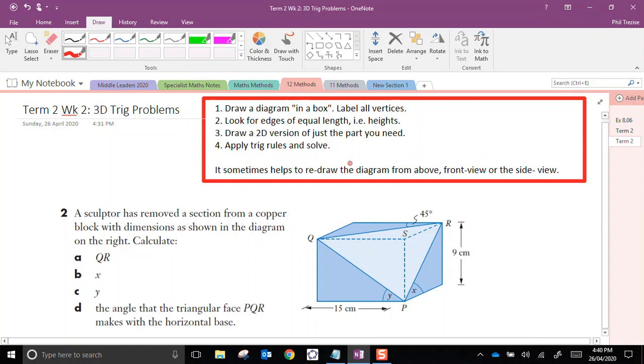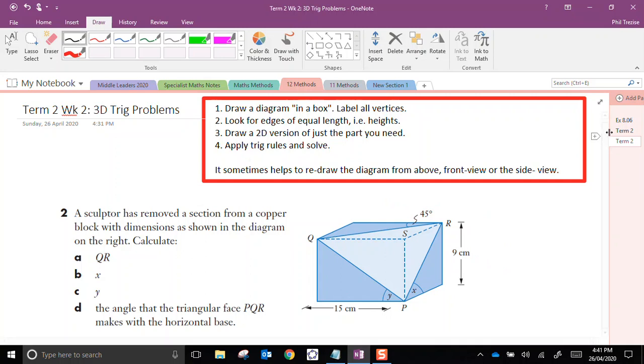Now this final point, and this is the real key to these, you have to be able to get used to looking from above, from the front, and then from the side, and potentially even from the back and from the underneath too. And imagining this object in 3-dimensional space, and then drawing or just imagining part of it in 2-dimensional space, looking from one of those directions.